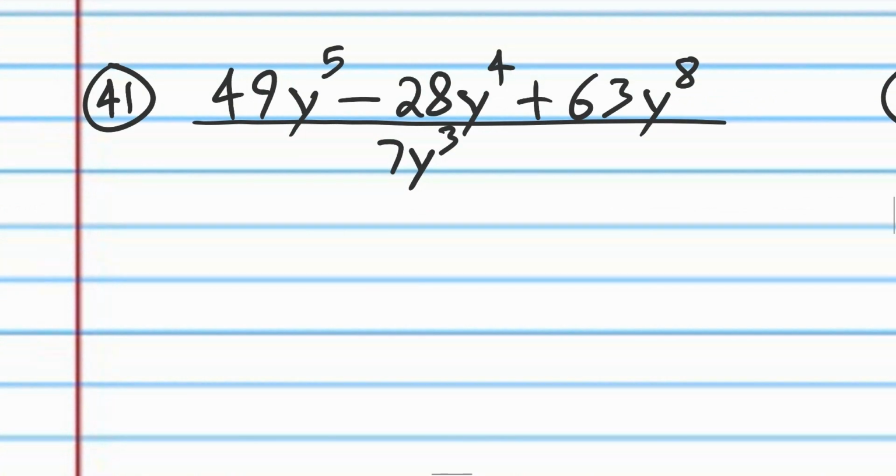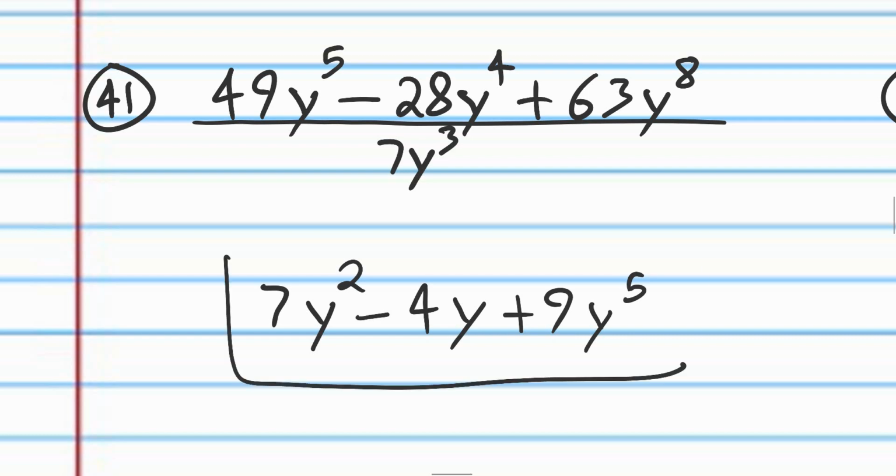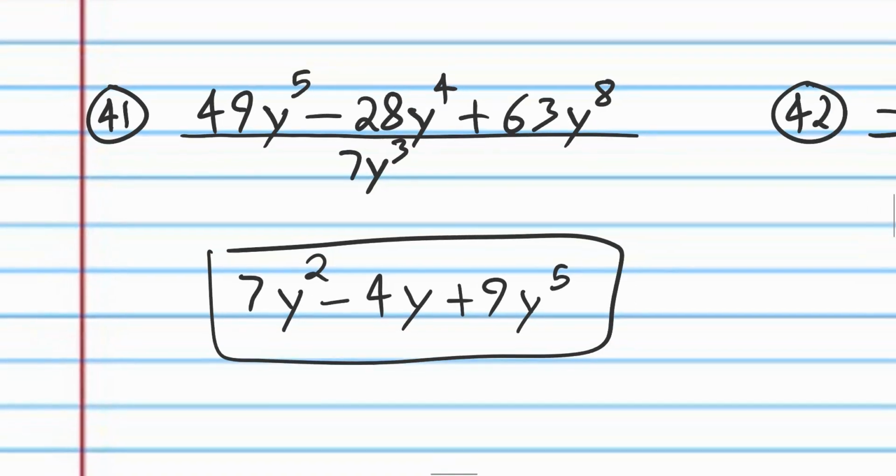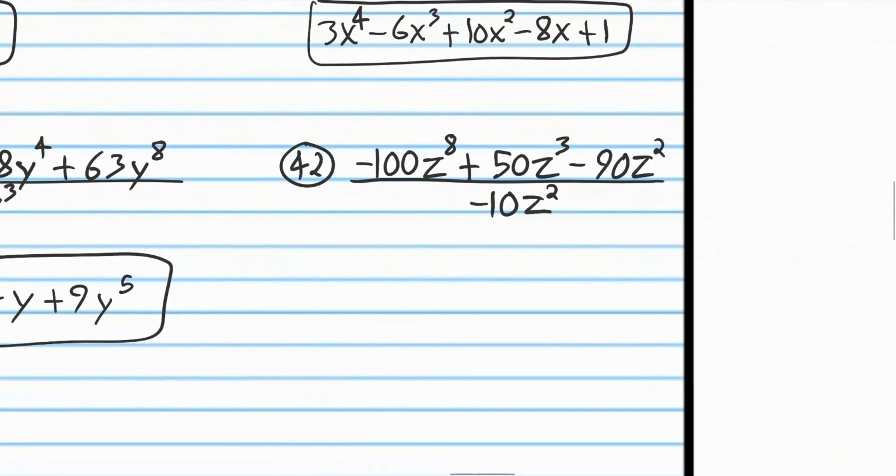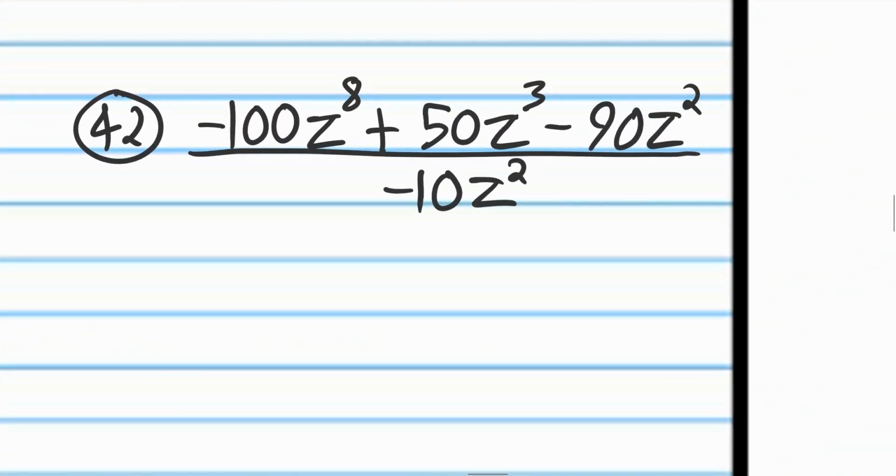All right, we're back. So if you got that answer, good job. Now in this problem, the powers are not written in descending order, but that's okay. We don't have to change it at this point. That looks correct. Let's go on to 42. Try 42, and when you come back, we'll do it together.